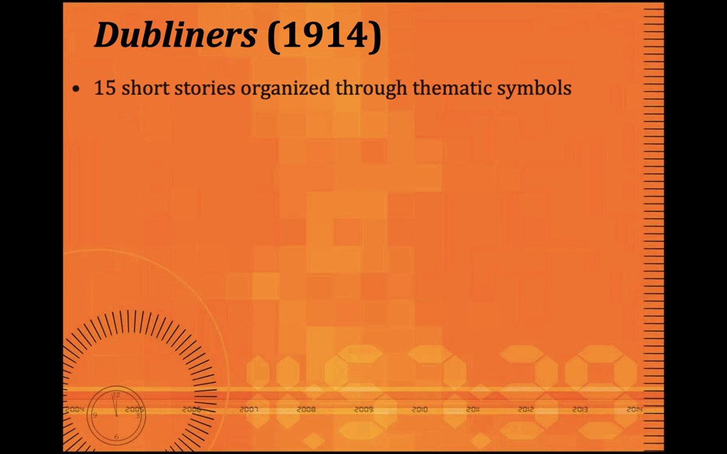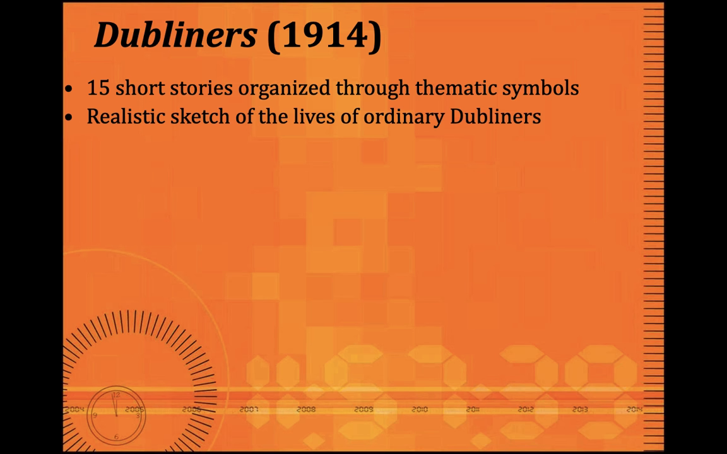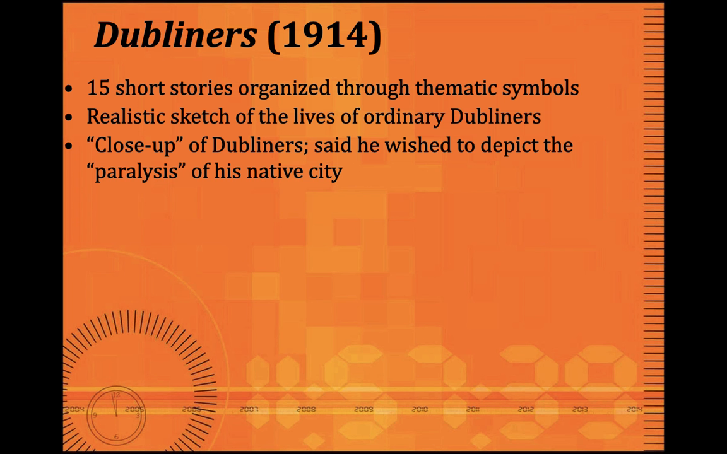Dubliners was published in 1914. It has 15 short stories organized through thematic symbols. It offers a realistic sketch of the lives of ordinary Dubliners. It is a close-up of these Dubliners' lives, a very close picture, a zoom-in picture.